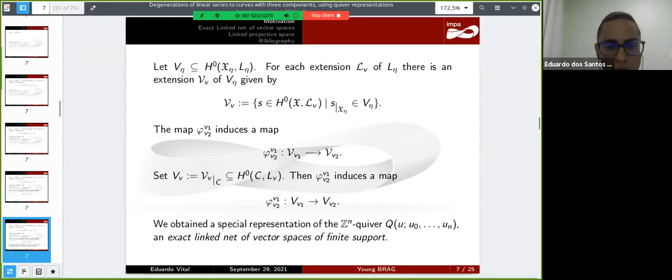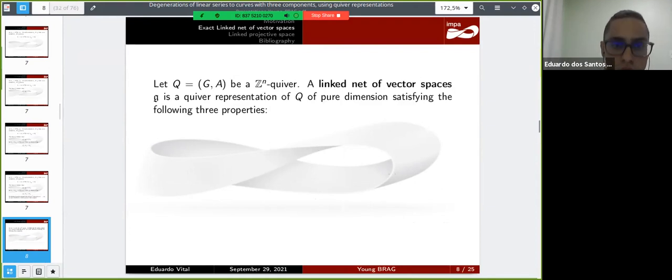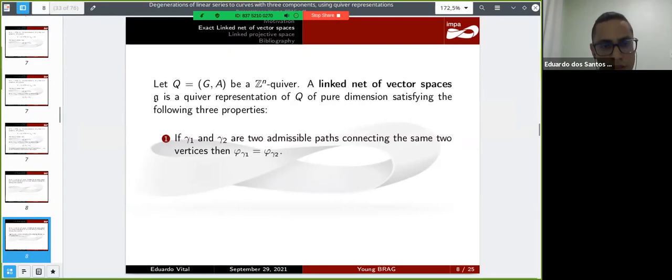Now, thus we obtain a special representation of the Zn quiver Q of u0 to un, which we'll call an exactly linked net of vector spaces of finite support. More generally, let Q be a Zn quiver. A linked net of vector spaces G is a curved representation of Q of pure dimension, satisfying the following three properties. The first is: if γ1 and γ2 are two admissible paths connecting the same two vertices, then φ_γ1 is equal to φ_γ2.